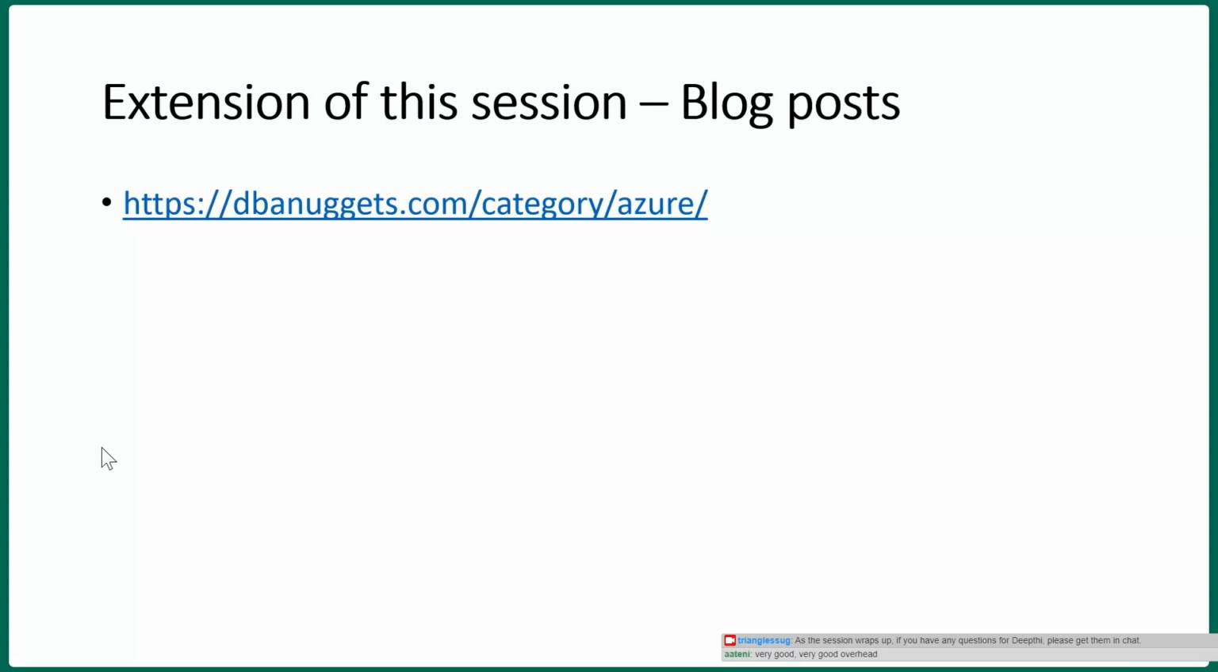So you can go ahead and look at my blog, dbanuggets.com, and if you look underneath the category Azure, you will see each layer I have described as a single blog post. So there is a series of blog posts. You can go ahead and look into it if you'd like to.